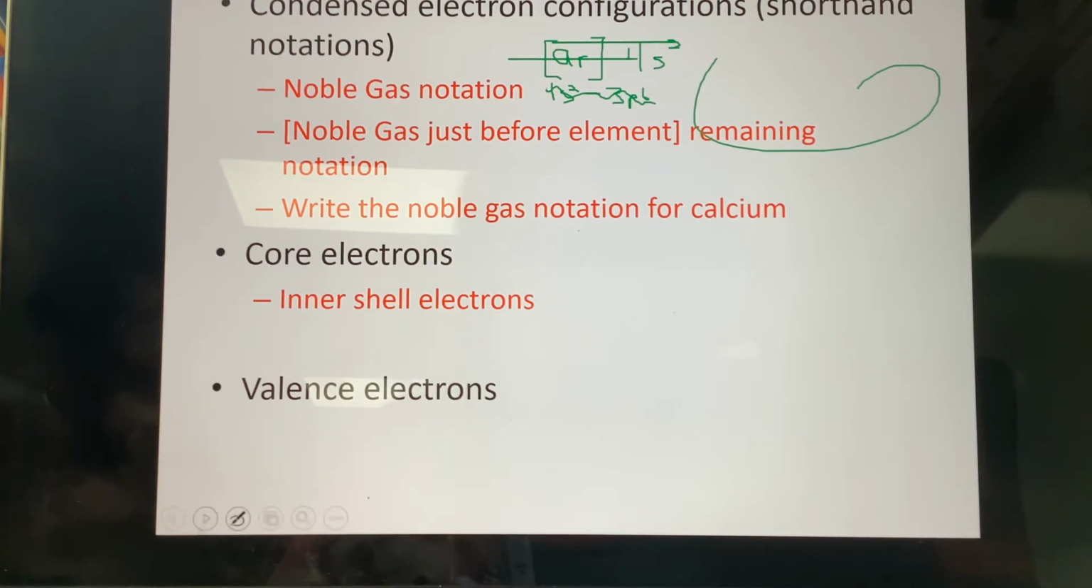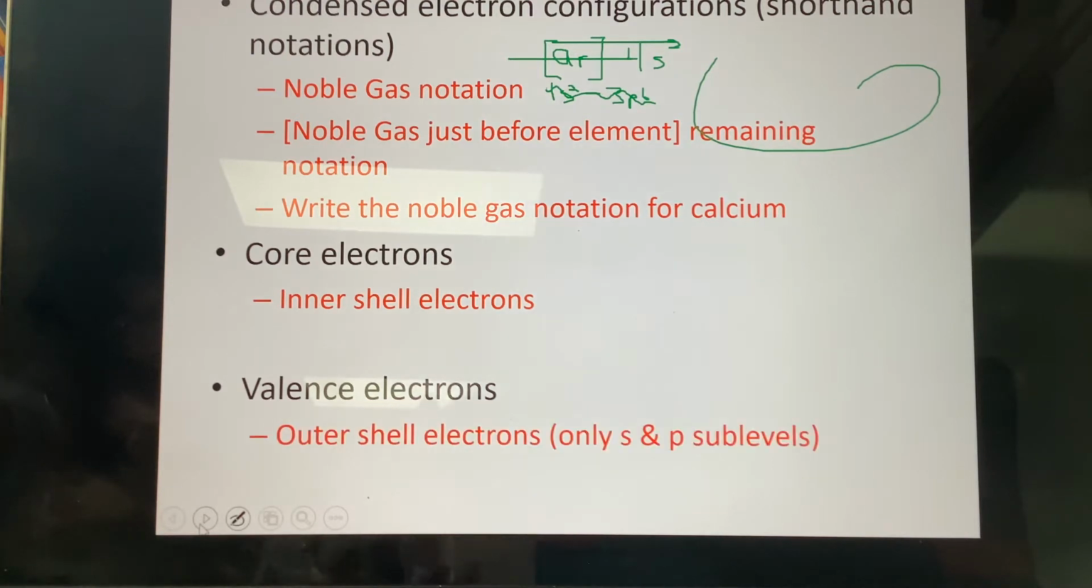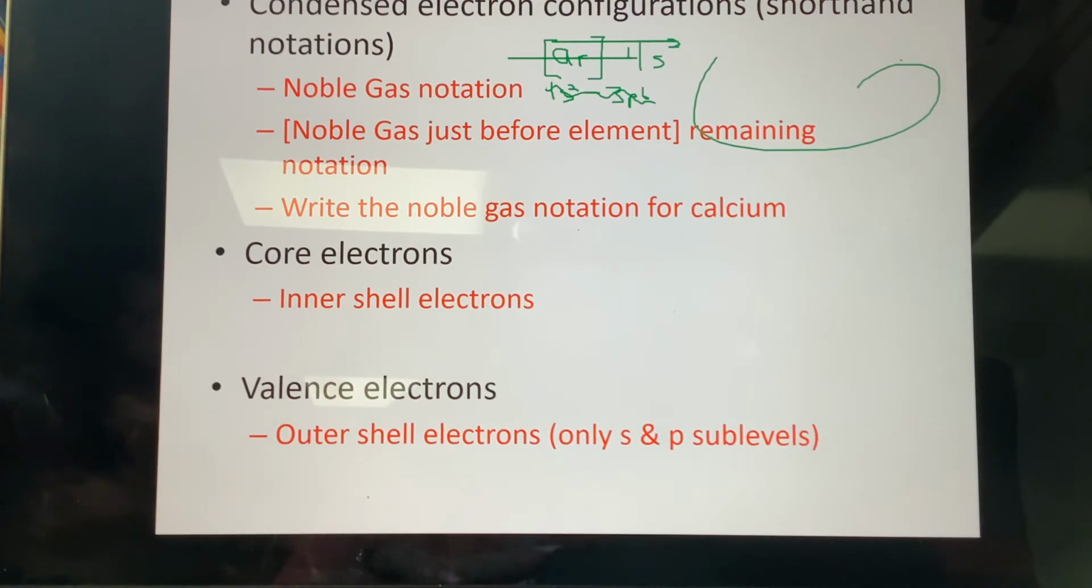The valence electrons, those are our outermost electrons in the highest energy level, which can only be s and p. And so in the case of calcium, there we are. These are its valence electrons, the 4s2 electrons. Those are its highest energy level.